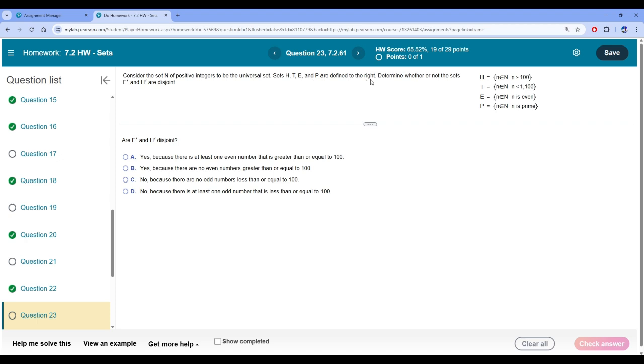Determine whether the sets are disjoint, E complement and H complement. So here the complement would be everything less than 100. So we're going to have numbers that are going to be joined.